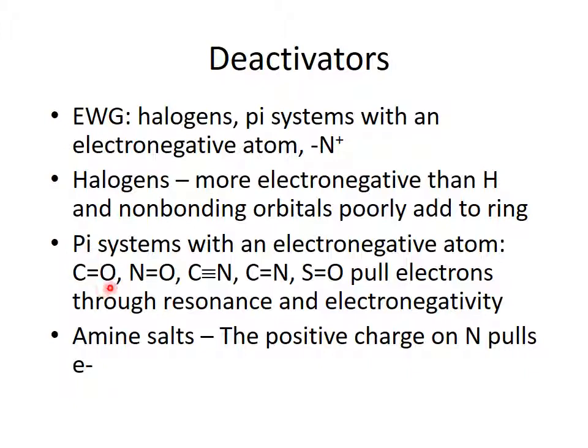Pi systems that have an electronegative atom one atom away from the ring are very serious electron withdrawing groups. So if this carbon were on a benzene ring, or a nitrogen like in nitro on a benzene ring, a cyano group on a benzene ring, this would be an imine on a benzene ring. A sulfur with a double bond to the oxygen, as in the sulfonic acid. All these are going to be serious electron withdrawing groups, and they deactivate the ring a good bit. Of course, the positive charge is easy to understand why that would deactivate an electrophilic addition reaction.